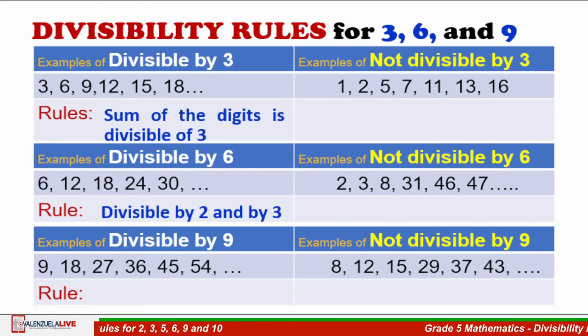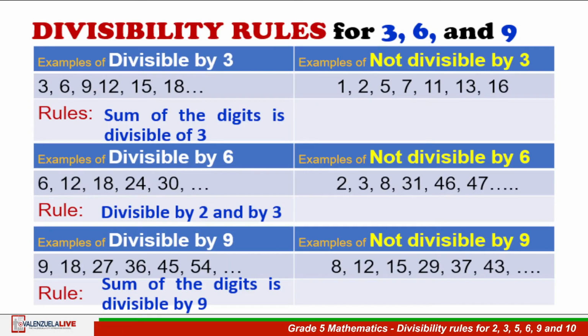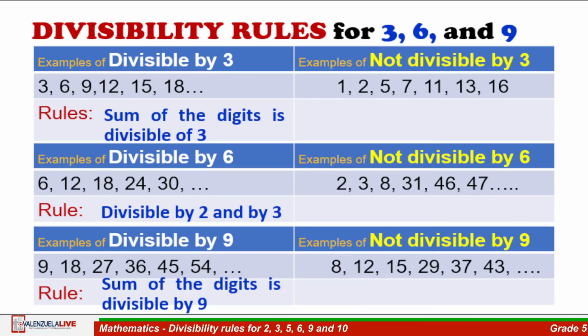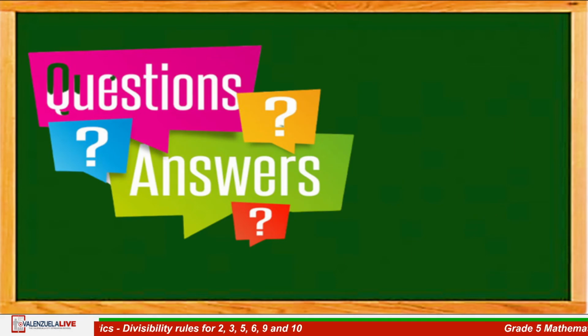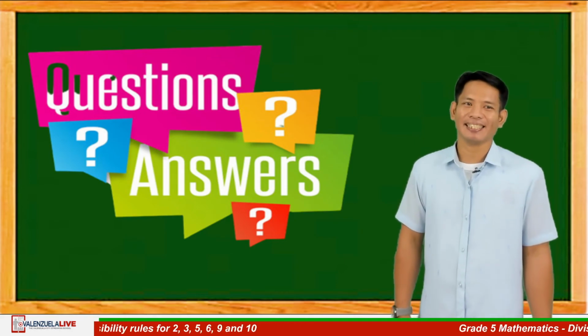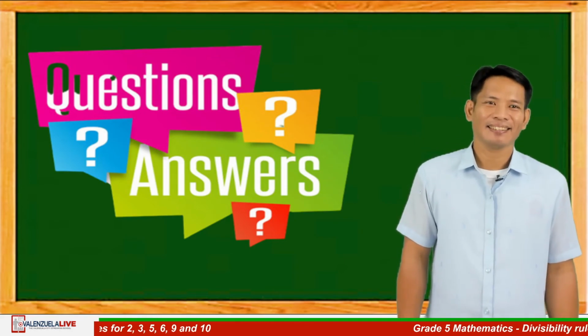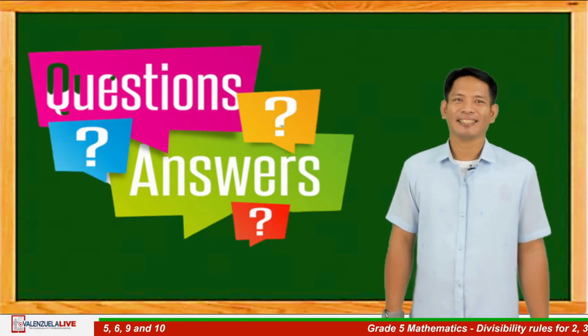How about divisible by 9? A number is divisible by 9 if the sum of the digits of a number is divisible by 9. Okay. So we are done with the divisibility rules. Now it's time for your question and answers. Okay? So we have questions.